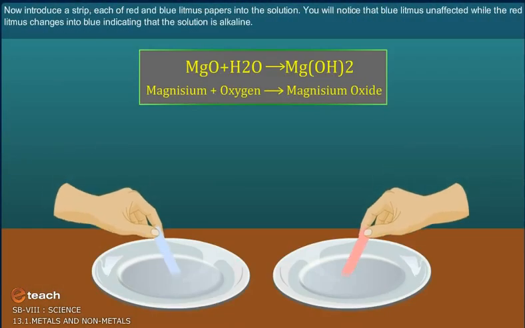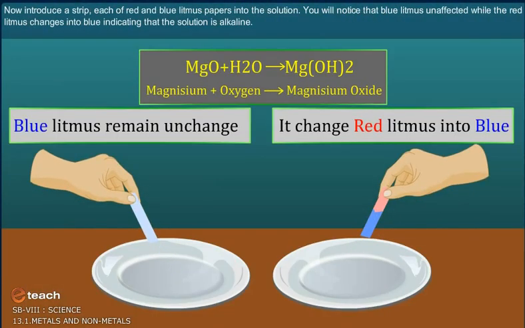Now, introduce a strip each of red and blue litmus papers into the solution. You will notice that blue litmus is unaffected while the red litmus changes into blue, indicating that the solution is alkaline.